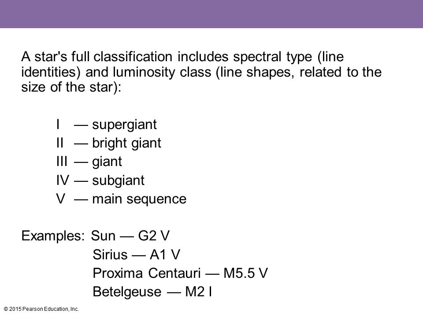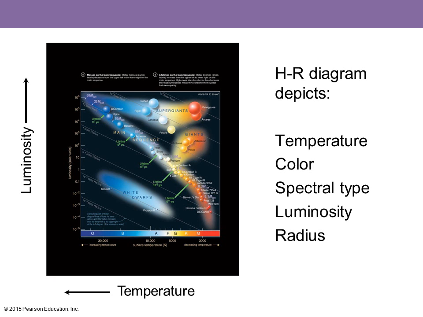So our Sun is a G2-5 star, as opposed to maybe a star like Betelgeuse, which is a red supergiant. It's a very cool star. It's an M2 type star, but it's a supergiant. So it's an M2-1 star. So the HR diagram gives us a lot of information about stars. It can tell us the temperature, the color, the spectral type, of course the luminosity of the star, and even the radius of the star, depending on where it is.